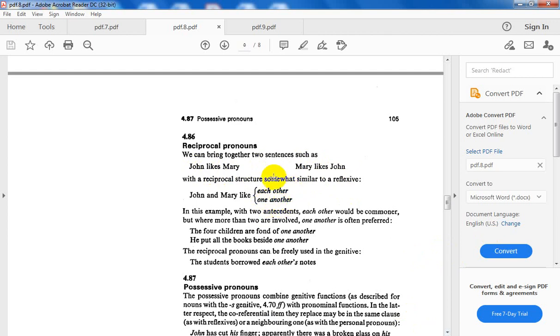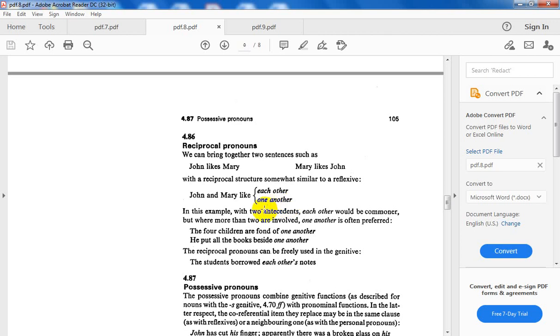What are the reciprocal pronouns? These two pronouns, each other or one another. They are similar to a reflexive pronoun in structure. John and Mary like each other, like one another. Sometimes they say like themselves. What's the difference between saying John and Mary like themselves and John and Mary like each other?